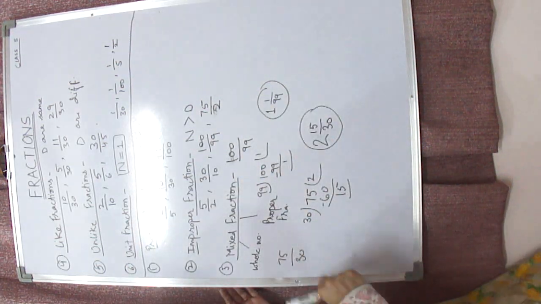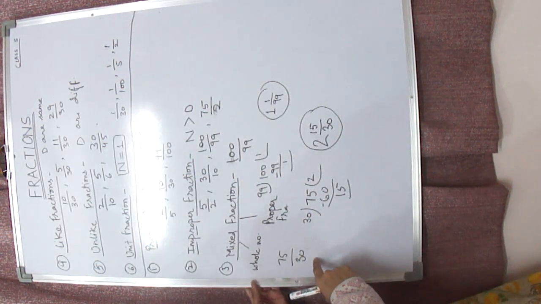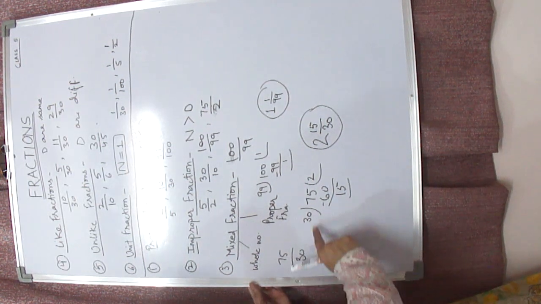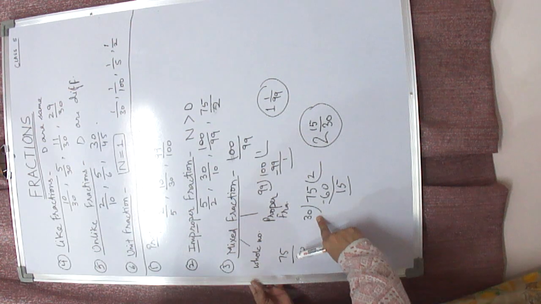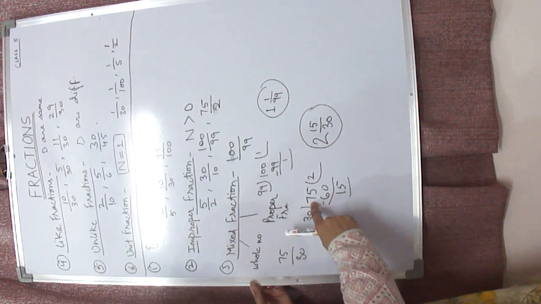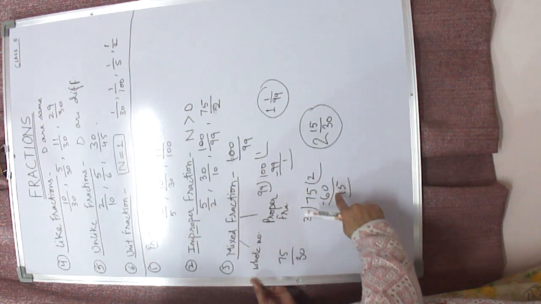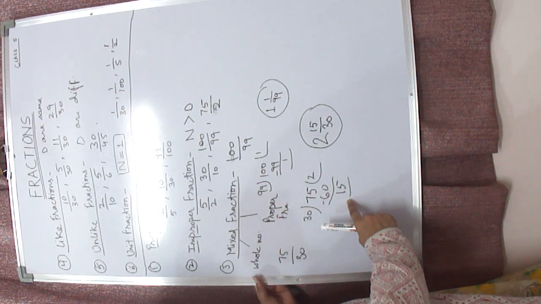Let us take one more example. 75 upon 30. Here I have to divide 75 with 30. So 30 becomes my divisor. 75 becomes my dividend. So after dividing them, 30 twos are 60. So subtracting them, I get 15 as my remainder.